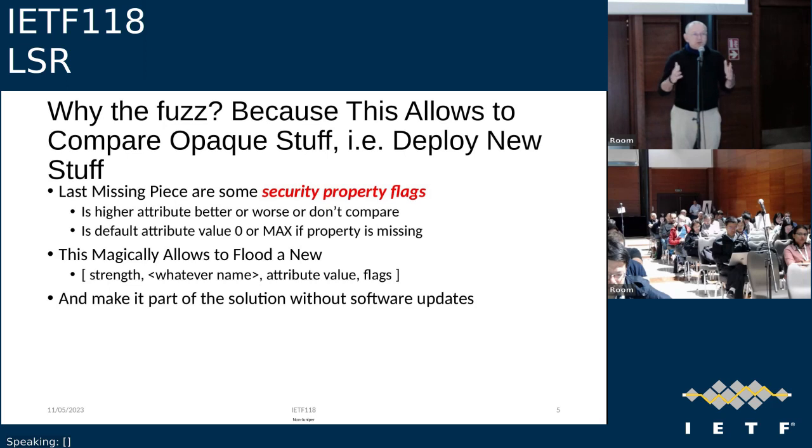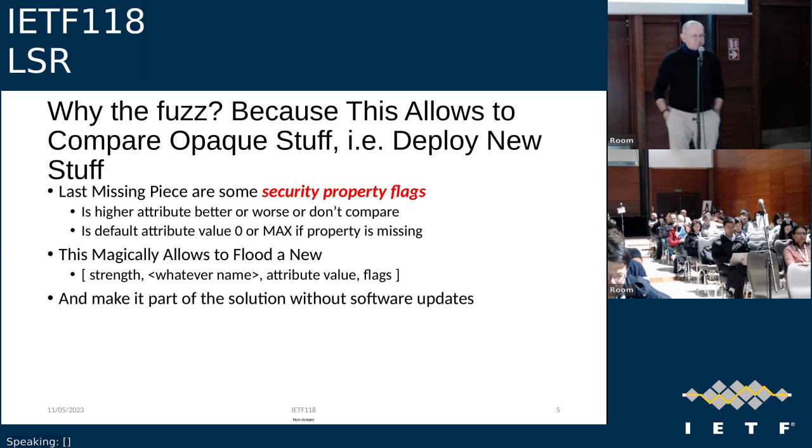And if you don't see it advertised, you also have to know, right? If this guy advertises something you don't understand and another guy doesn't advertise it, is it worse or better? So you can say, if that stuff is missing, actually you should assume it as the maximum value of the attribute. So that allows you in this framework to basically over time introduce completely new properties, with all these things being comparable on routers on all software versions.